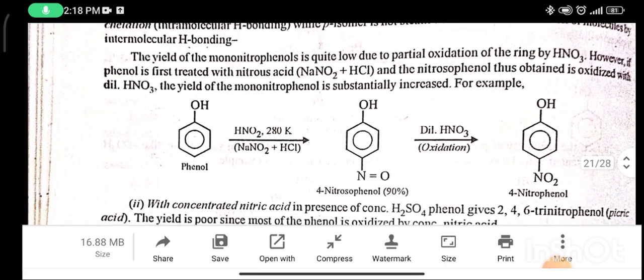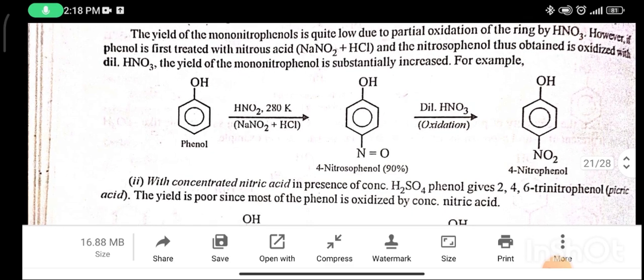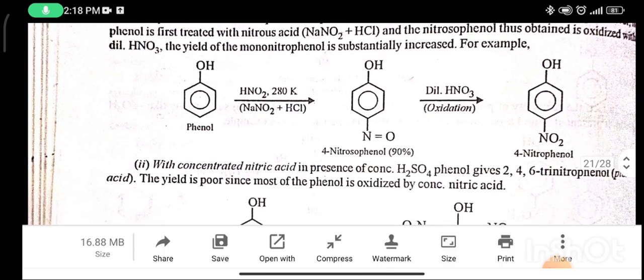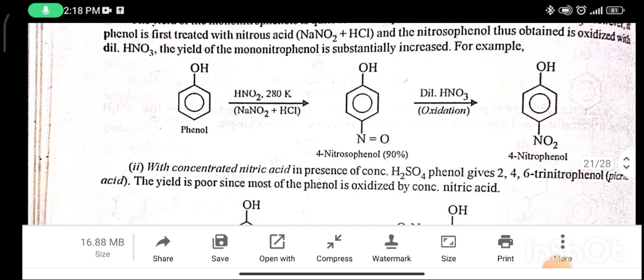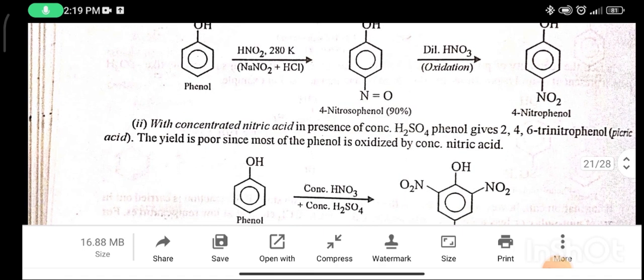The yield of mononitrophenols is quite low due to the partial oxidation of the ring by HNO3. However, if the phenol is first treated with nitrous acid, NaNO2 plus HCl, and then the nitrosophenol thus obtained is oxidized with dilute HNO3, the yield of mononitrophenol is substantially increased. Phenol reacts with NaNO2 plus HCl at 280 Kelvin to give 4-nitrosophenol, 90%. Then it reacts with dilute HNO3, oxidation.